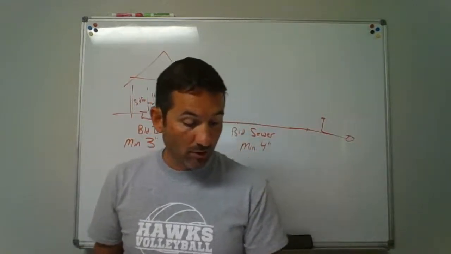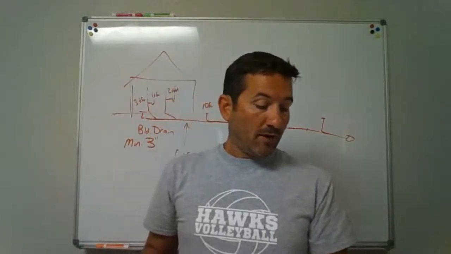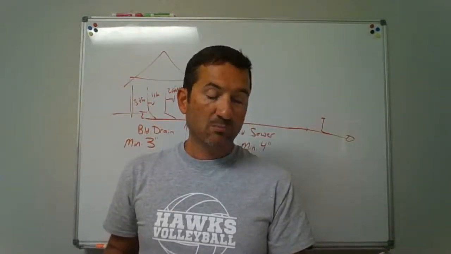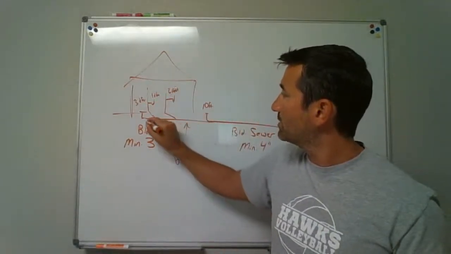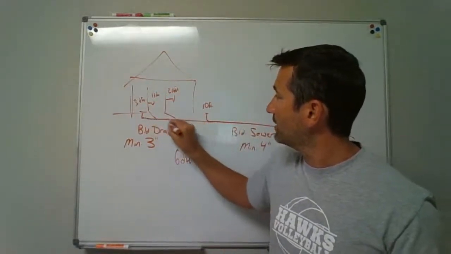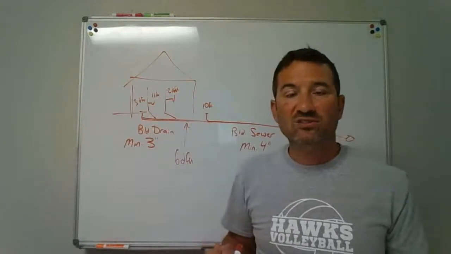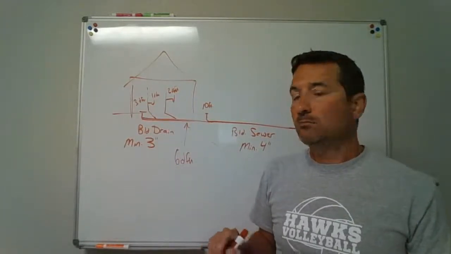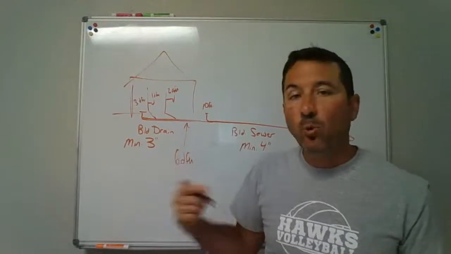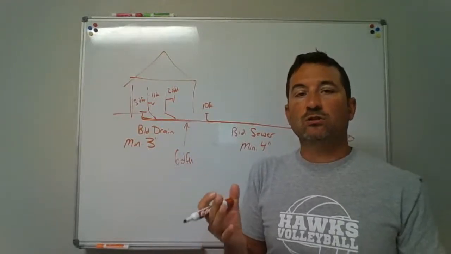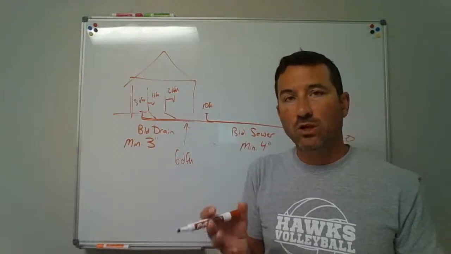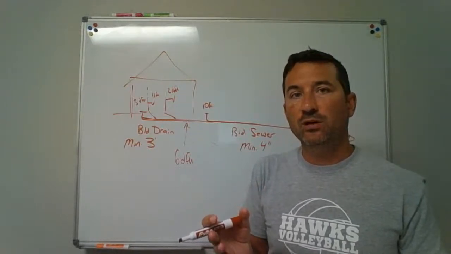How you use the chart: if I'm going to run a house and I'm trying to determine the size of the main building drain, I'm going to look at it and say, well, if I've got a toilet in there, I know I've got to be 3 inches already. So now use the chart to look at it and say, I've got a 3-inch building drain.